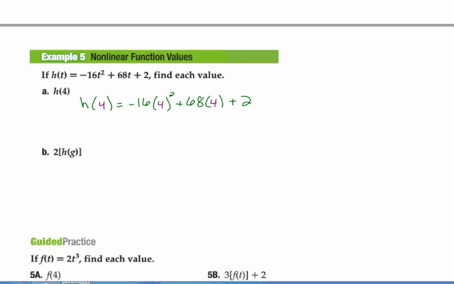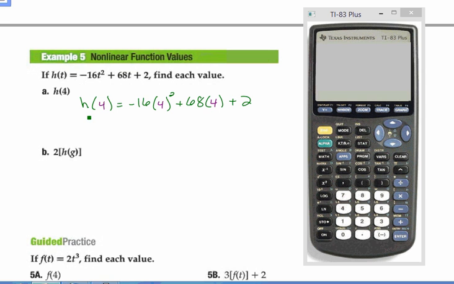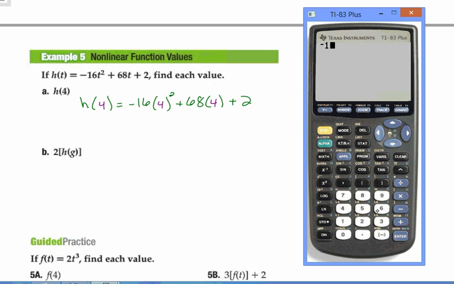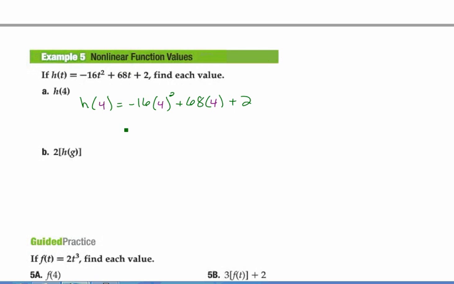Okay, remember we don't do anything with that h of 4. That is just our label. That's our little function machine 2.0. So I'm going to plug it in like we did a while ago with our order of operations. And I should get 18. So again, if we plug the value of 4 into our machine, 18 will be our output.